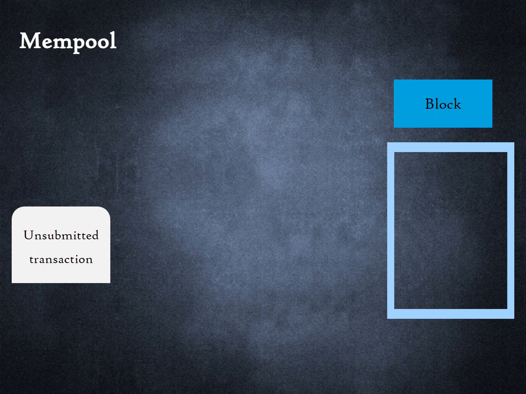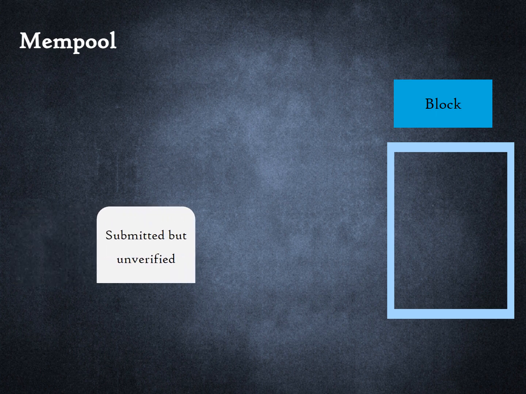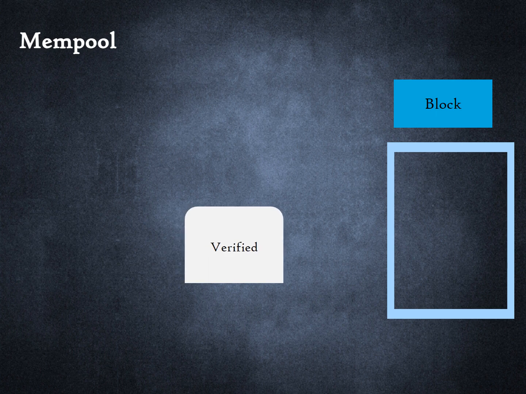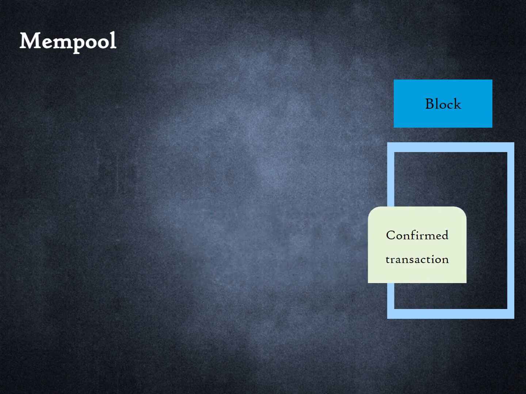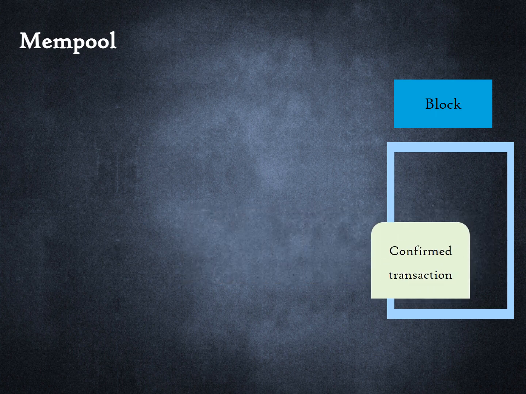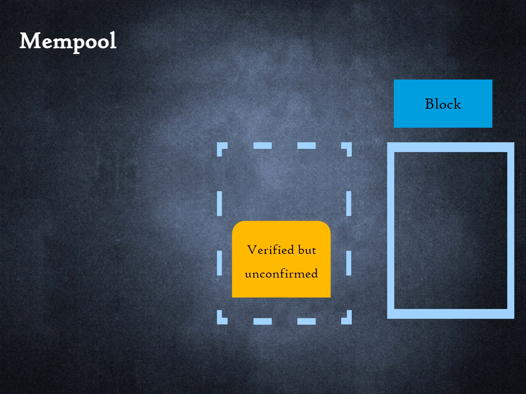We have an unsubmitted transaction. Then we have an unverified transaction. Next, we have a verified transaction. Next, we have a confirmed transaction. However, a verified transaction may remain in that status till it gets into a block. The pool of verified transactions that have not yet been put into a block is called mempool. The term mempool is short for memory pool. Think of this as a waiting room.